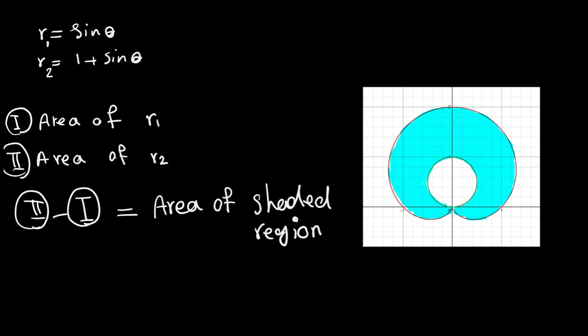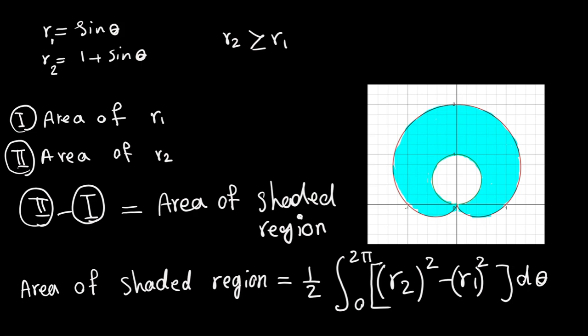So you see that always we have r2 greater than or equal to r1. So to find the area, we can use the formula. The formula for finding the area between polar curves is 1/2 integral of r2 squared minus r1 squared. Here we have r2 squared minus r1 squared because r2 is larger than r1 all the time.